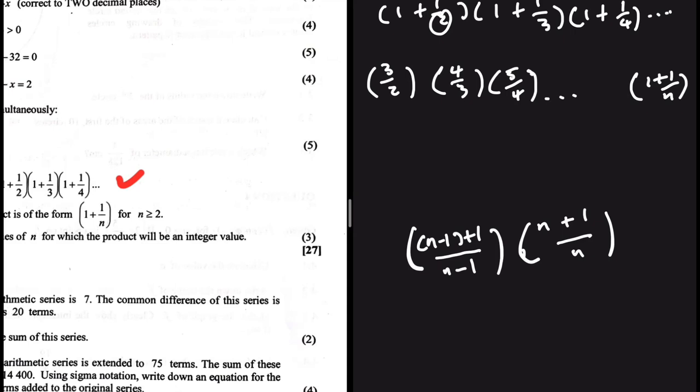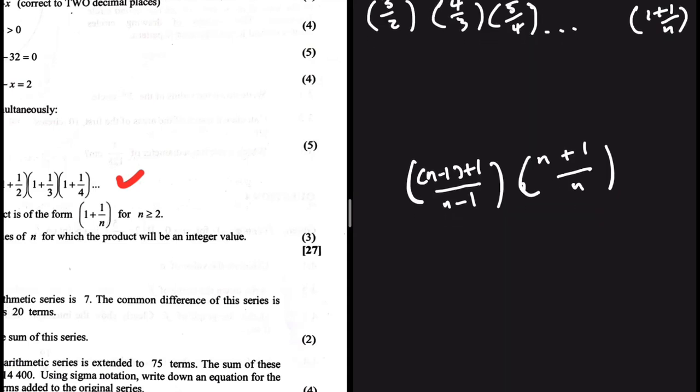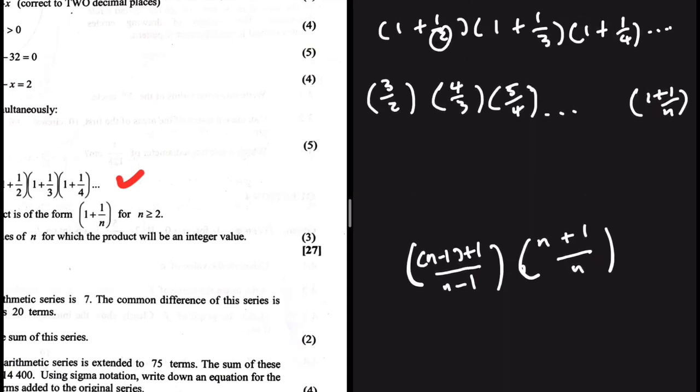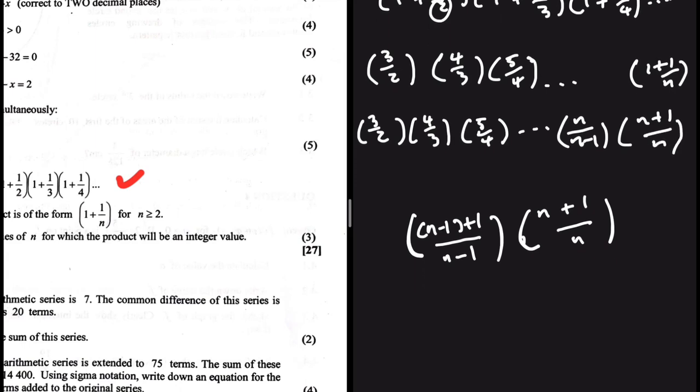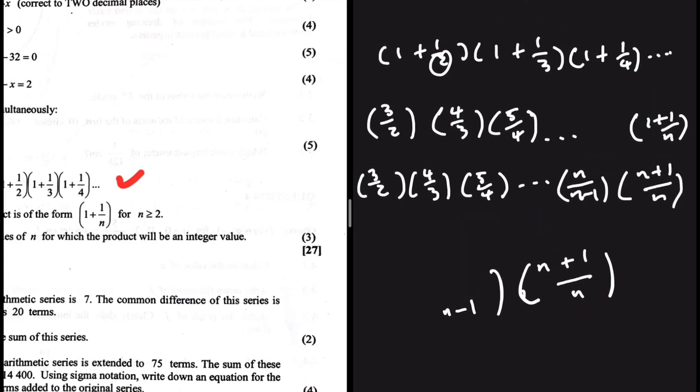So let's put that term together with the other terms. The first term is 3 over 2. It is followed by 4 over 3, and then after that we have 5 over 4. And then we have some terms. Before the last term, n minus 1 plus 1 is just n, so we have n divided by n minus 1. And then after that, we have n plus 1 divided by n. That's what we have. So let me erase this and show you what happens here.